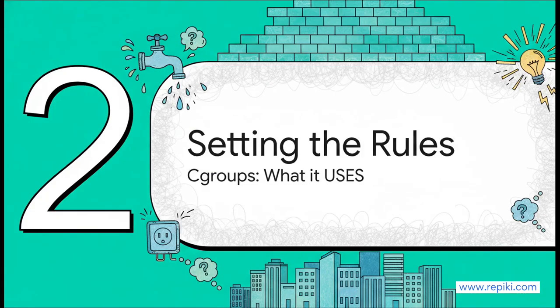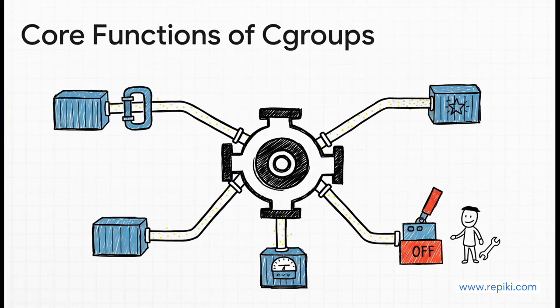Okay, so our container has its walls up, it's living in its own little world, can't see anything outside, but what's to stop it from being a terrible neighbor? Cranking up the music and using up all the electricity and water for the whole building? Well, that's where control groups, or C groups, come in. If namespaces define what a process can see, C groups define what a process can use. They're like the utility meter and the building rules all rolled into one.